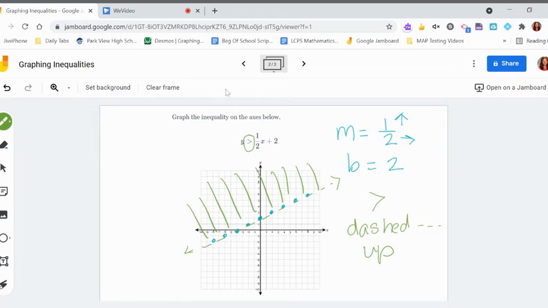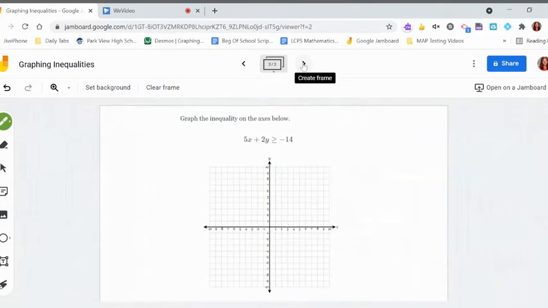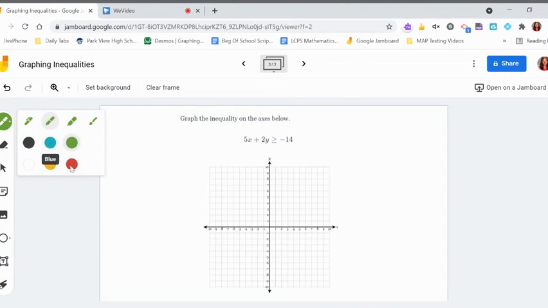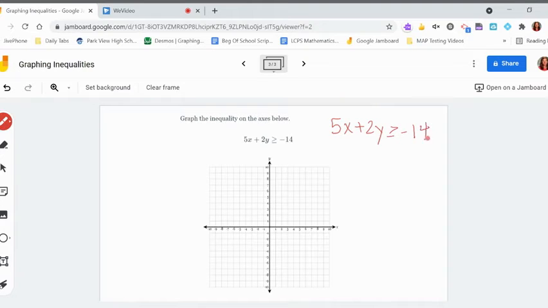All right, let's look at another example on slide 3. For this, it says graph the inequality on the axes below. I have 5x plus 2y is greater than or equal to -14. This is actually in standard form. And remember what we said, we have to solve for y. So I'm going to rewrite it over here. I'm going to solve for y. You want to get y by itself.